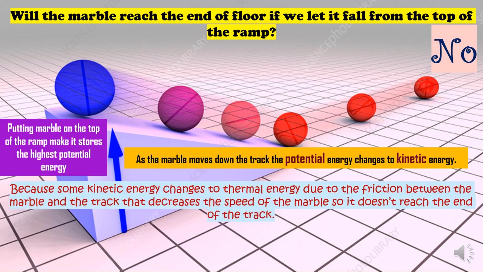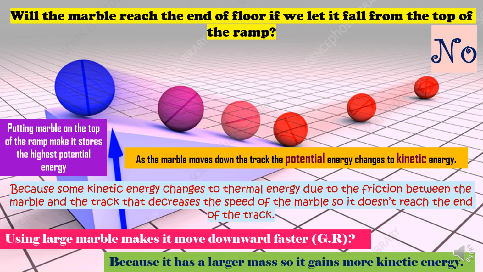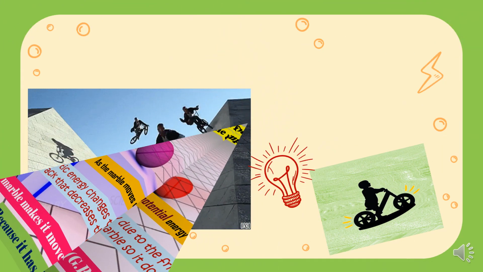Because some kinetic energy changes into thermal energy due to the friction force between the marble and the floor or the track. That decreases the speed of the marble so it doesn't reach the end of the track. Using a large marble makes it move faster downward. Do you know why? Because it has a larger mass, so it gains more kinetic energy.